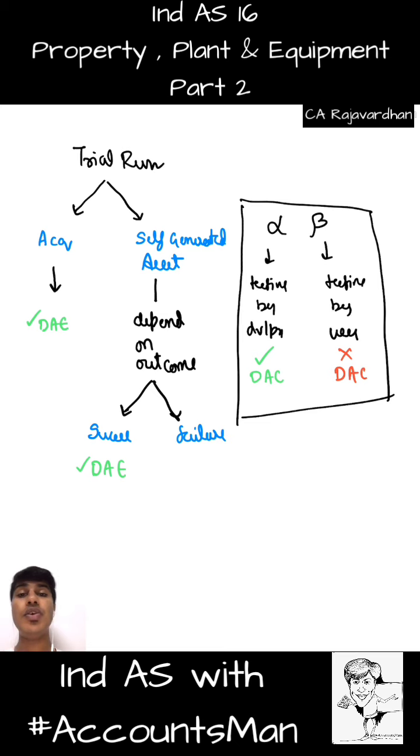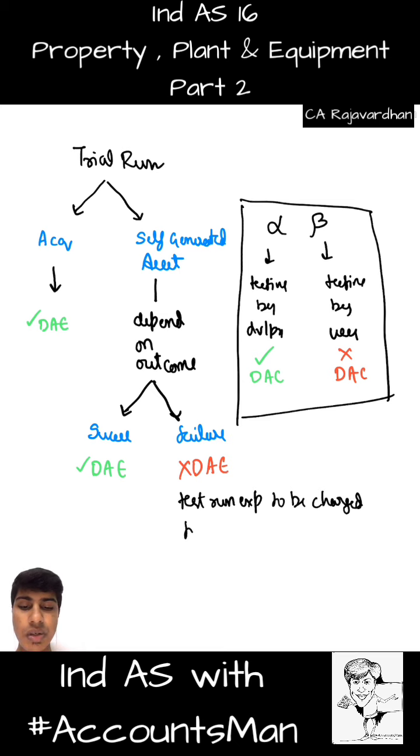However, if the result is a failure, that asset has to go through the entire process of research and development again. So if it is a failure, we need to go for one more test run. So the test run we just did is revenue in nature. It is repetitive in nature, it is not one time. So whatever test is conducted, it is not part of our directly attributable expenses. The test run expense is to be charged to revenue.